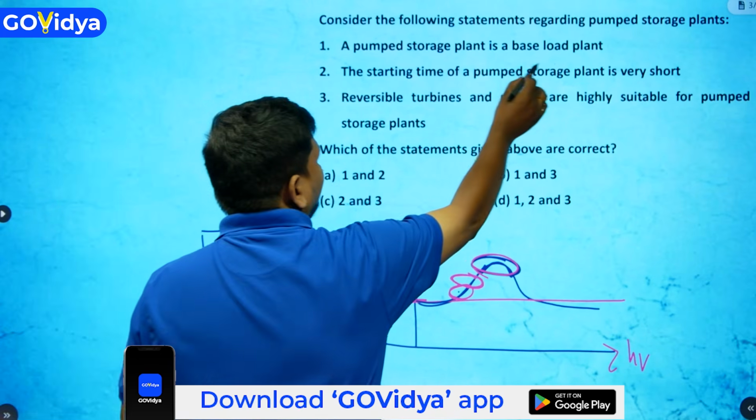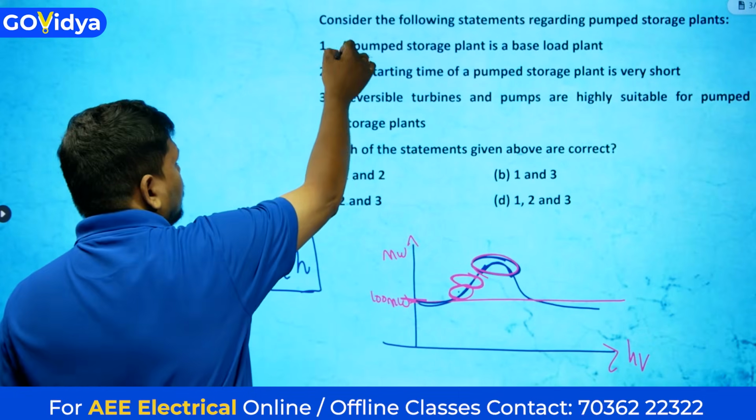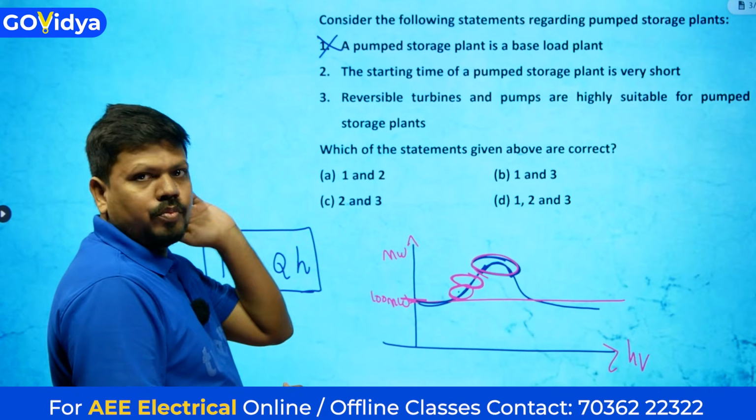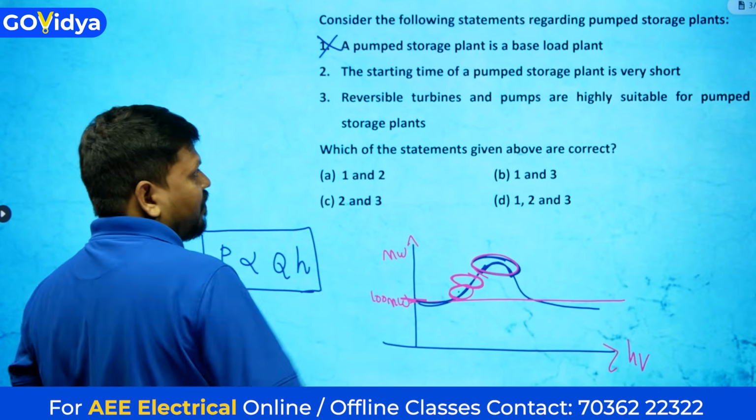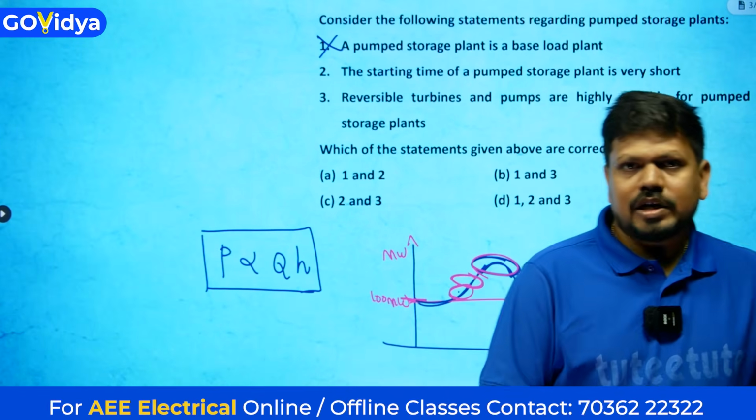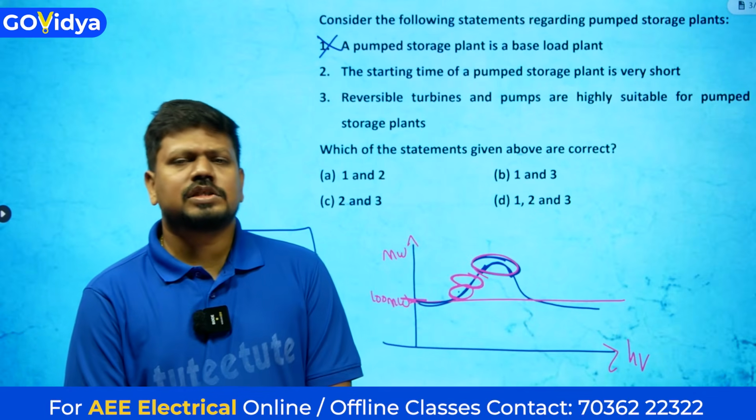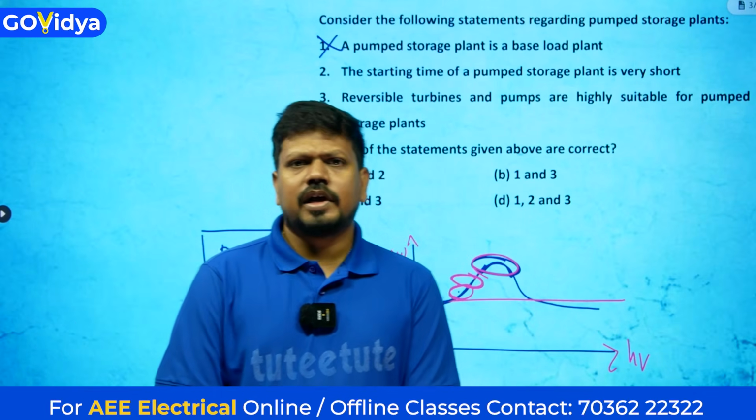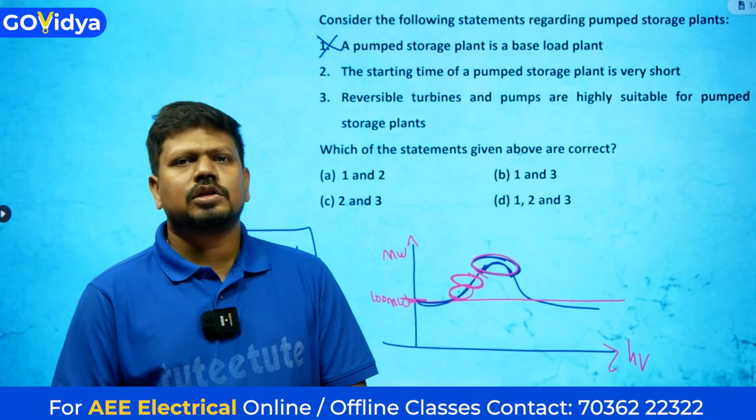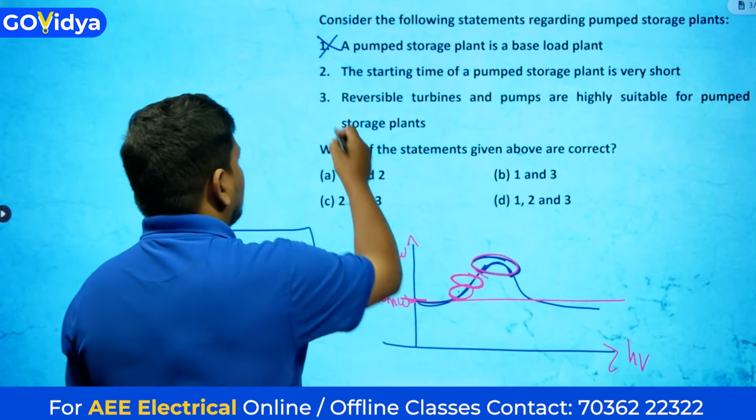Pumped storage plant as a base load plant is never possible, so base load plant we cannot use. We have 3 different plants: one is a base load power plant, and the remaining 2 are peak load power plants. The starting time of pumped storage plants is very short, that's why we use it as a peak load power plant also. It will be less than 4 minutes, 4 to 5 minutes. So whenever load increases, immediately we can respond within 5 minutes only, and do that schedule of power supply. Anyhow, this is a correct statement.